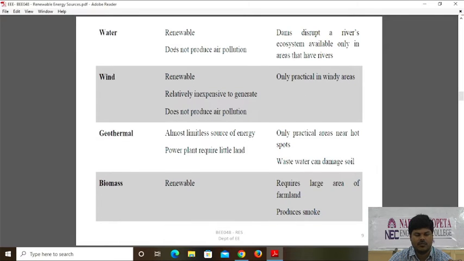Coming to the water, water will also be considered as renewable in some cases. In some areas it is called non-renewable, based on the availability of water in that particular region.